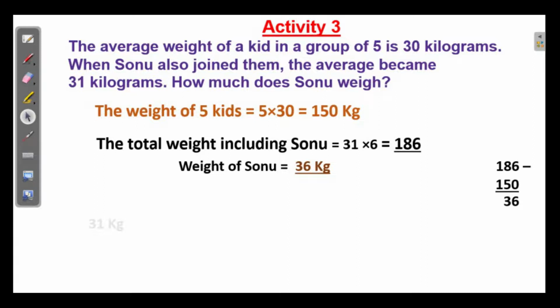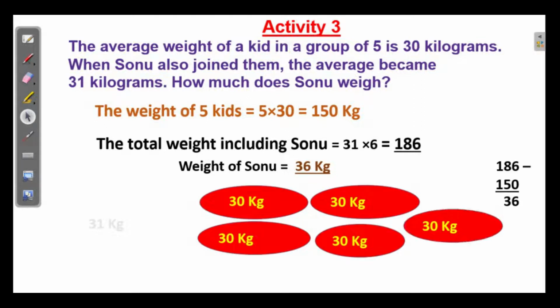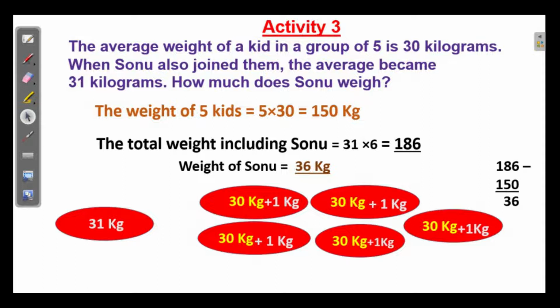Then doing it in the other way, how many items are there? 5 items in a group of 5. The average is 30, each item 30 each. Then one more is added and the average increased by 1. So in each item 1 kilogram is increased and the new item is 31 kg plus this 5 kg, which is equal to 36 kg. So weight of Sonu is equal to 36 kg.